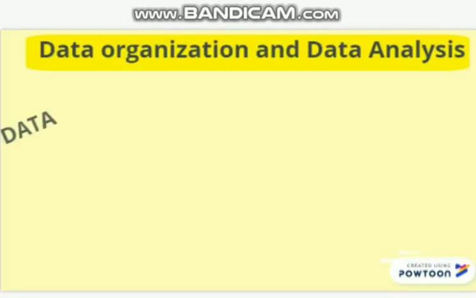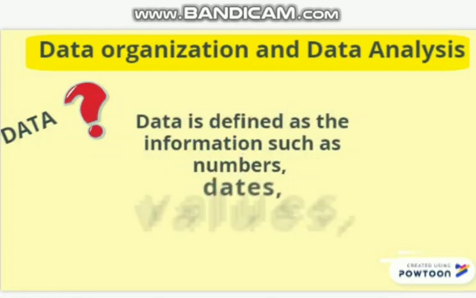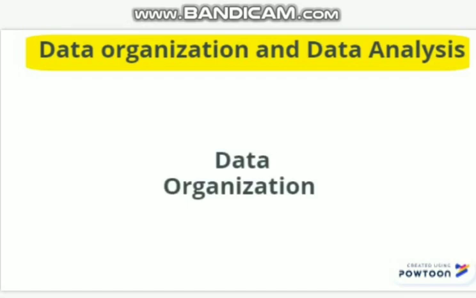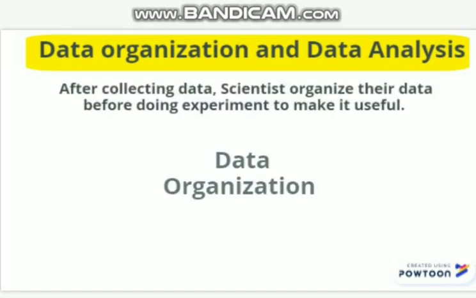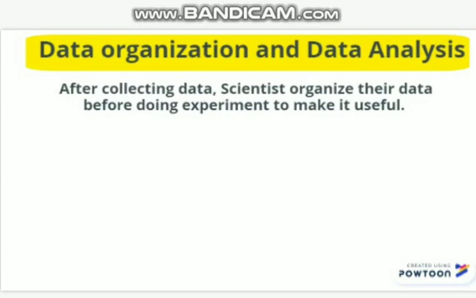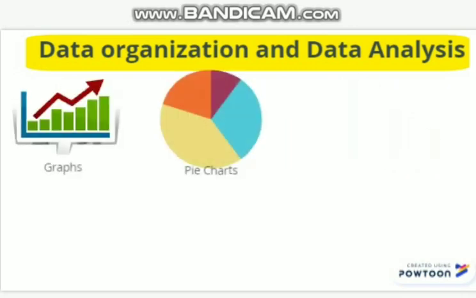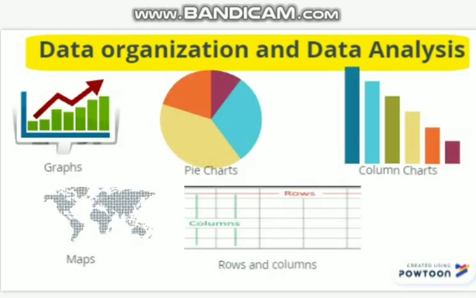First of all, we need to learn what is data. Data is defined as information such as numbers, dates, values made from observation and experimentations. Data organization. After collecting data, scientists organize their data before doing the experiments to make it useful. They organize their data in the form of graphs, pie charts, column charts, maps, rows and columns, flow charts, etc.